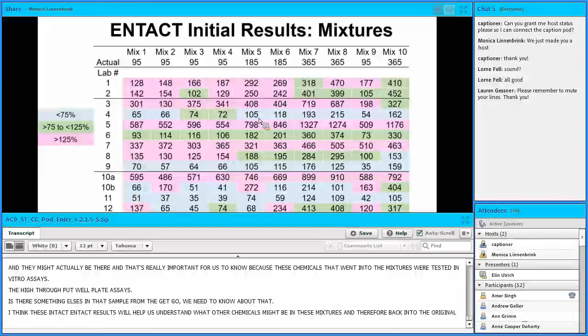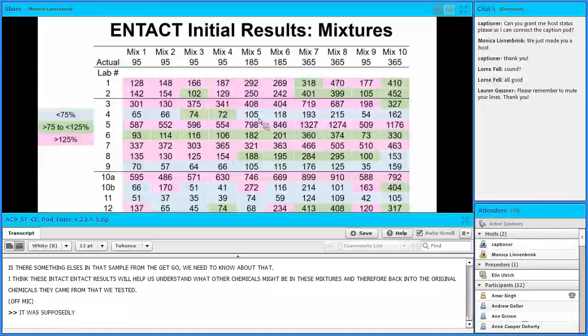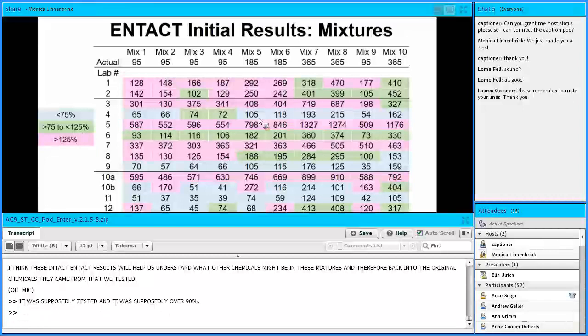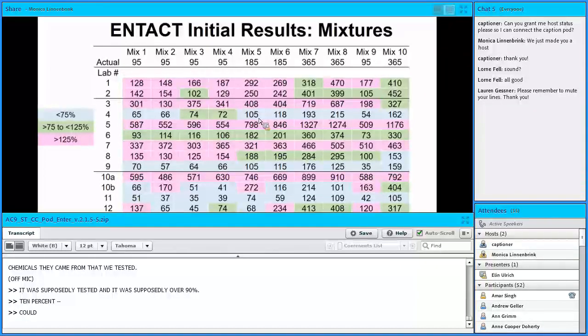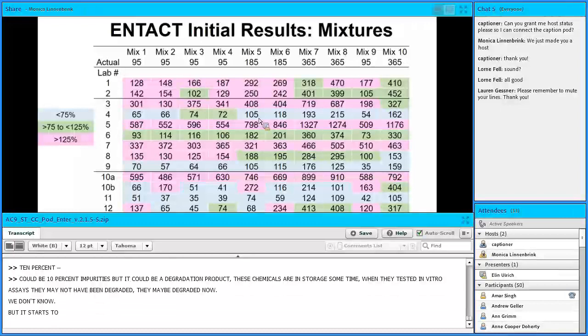But the purity of those original chemicals was supposedly tested. It was supposedly tested, and it was supposedly over 90%. So there could be up to 10% impurities, but it could also be a degradation product. These chemicals have been in storage for quite some time. When they got tested on the in vitro assays, they may not have been degraded. They may be degraded now. We don't know. But it starts to help build the picture. And the more things freeze and thaw, the more types of things can happen.